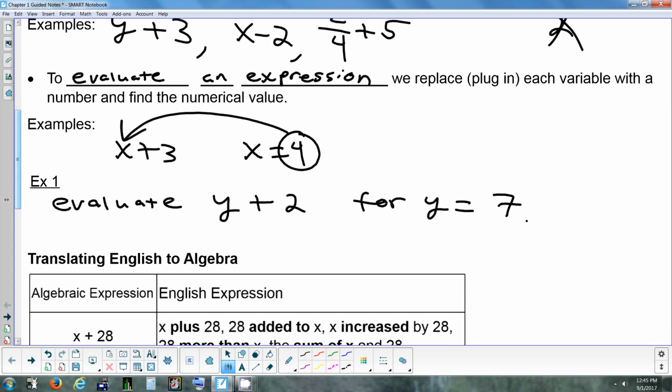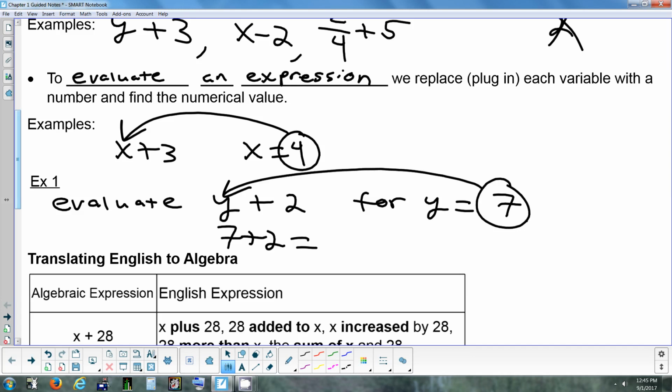So can anybody tell me what you would do first here? Evaluate y plus 2, and it says for y equals 7. Yeah, Xander? Replace the y with 7, plus 2. Yeah. Take that y, replace it with 7, so it's exactly what he just said, 7 plus 2, which gives you 9. Perfect. So if they ask you to evaluate an expression, that's all you have to do.